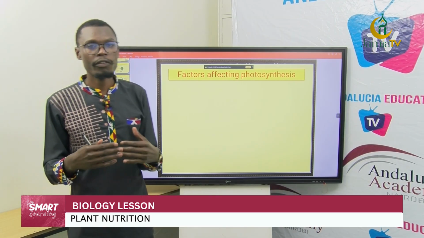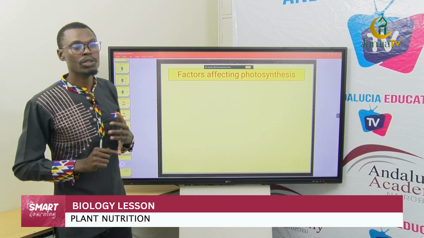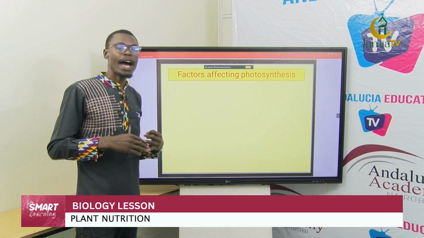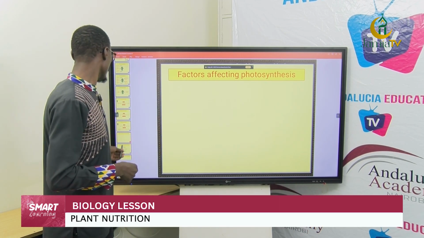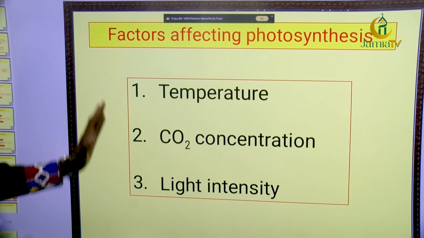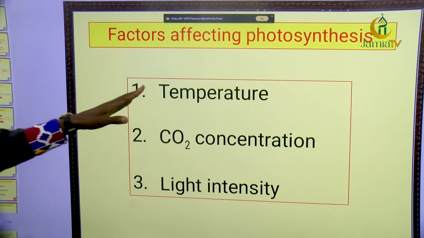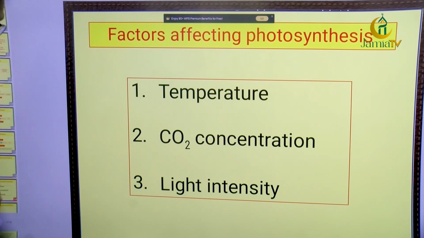When we talk of factors affecting photosynthesis, one, we'll check the raw materials. Two, we will check the conditions. Are they there? Are they enough to be used during photosynthesis? So I'm going to indicate some major factors that affect photosynthesis. We are going to talk of 3 factors that affect photosynthesis.